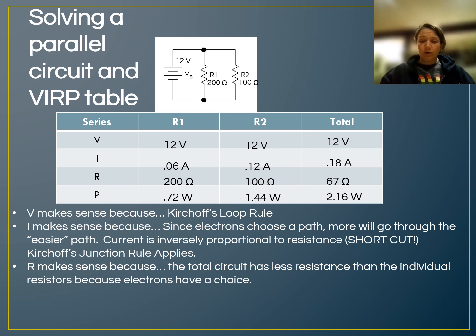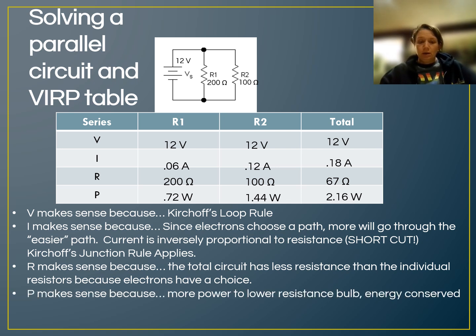The resistance value for the whole circuit is 67 ohms, and that tends to jump out as weird to a lot of people because the resistors were both bigger than that. But remember, we actually made the resistance smaller by making those resistors basically wider by connecting them in parallel. So if you don't end up with a total resistance that's smaller than either of the individuals, you've done it wrong.